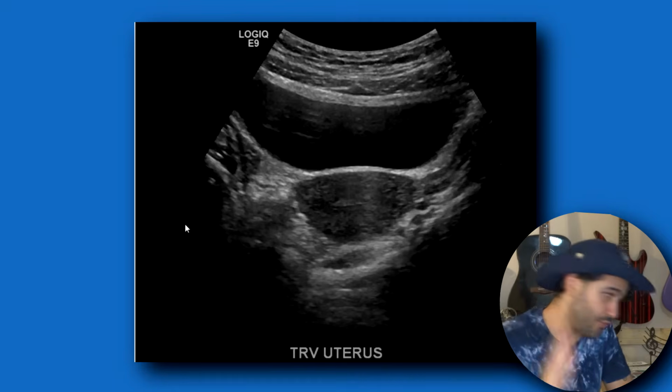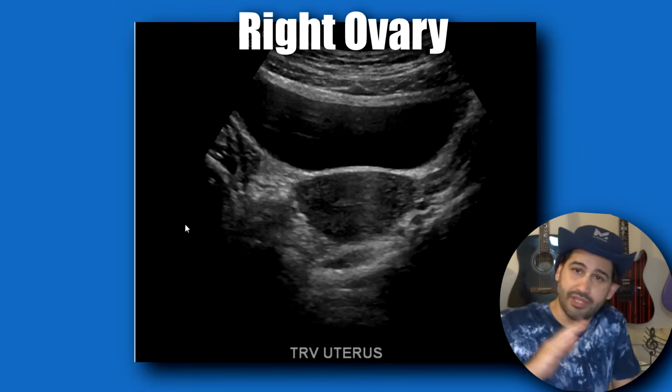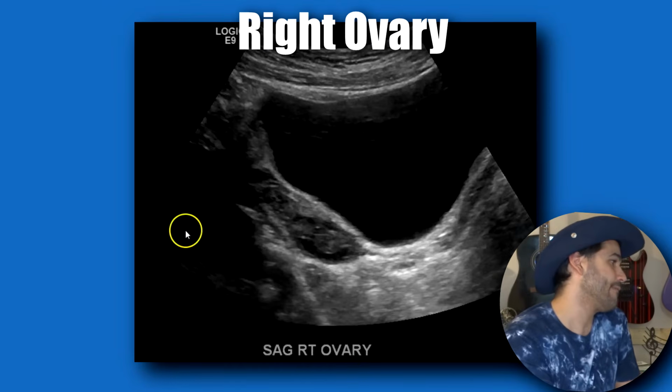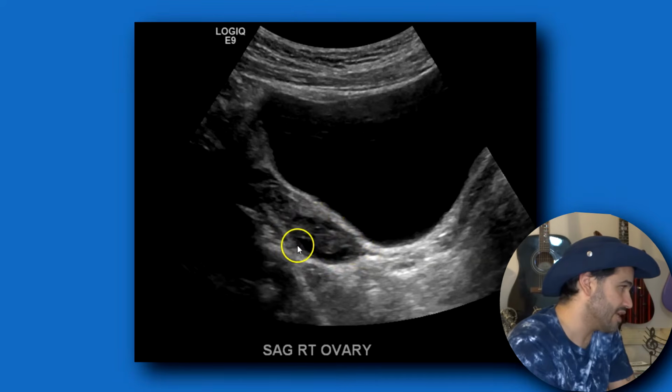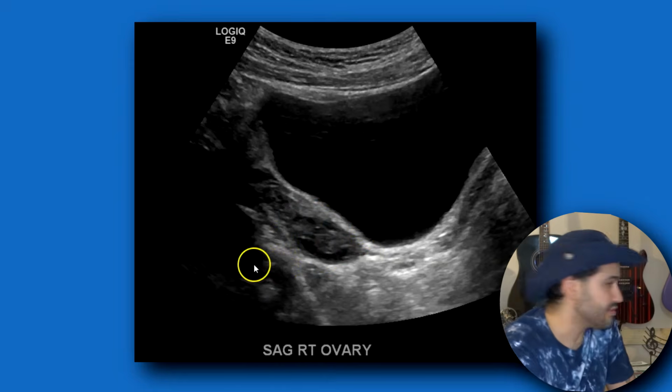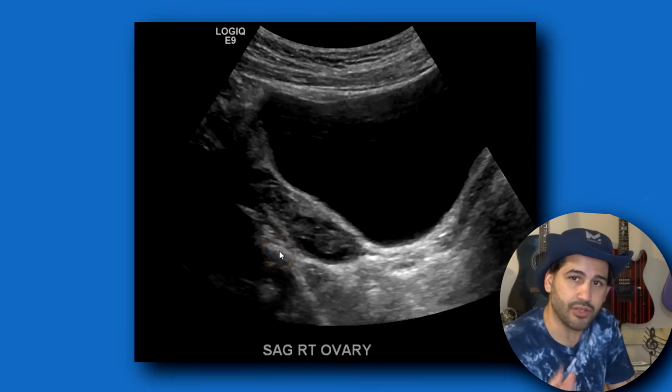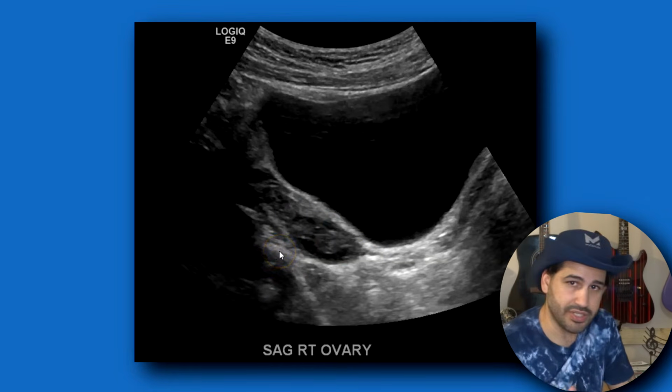All right, so I'm done with my transverse images. Then I want to begin to the right adnexa and look at the right ovary. So I take my right ovary in sagittal. Here's your right ovary in sagittal. You can see little follicles. You're going to see several follicles. And you might see a dominant follicle on one or the other. It appears like a cyst.